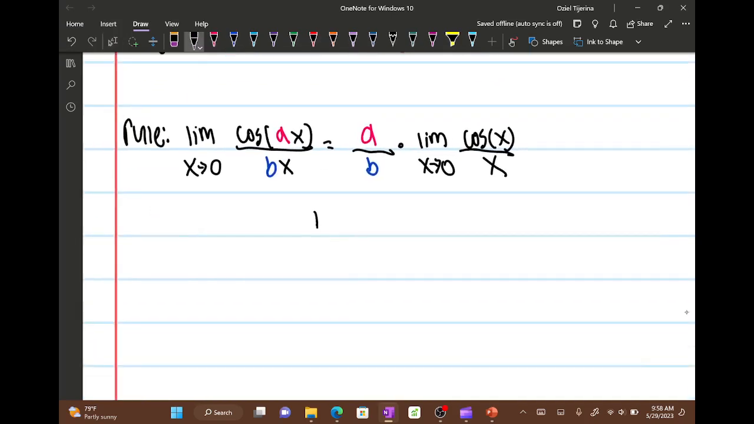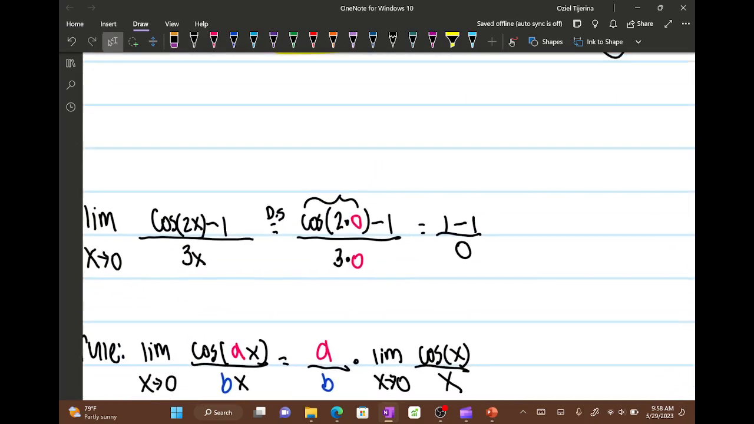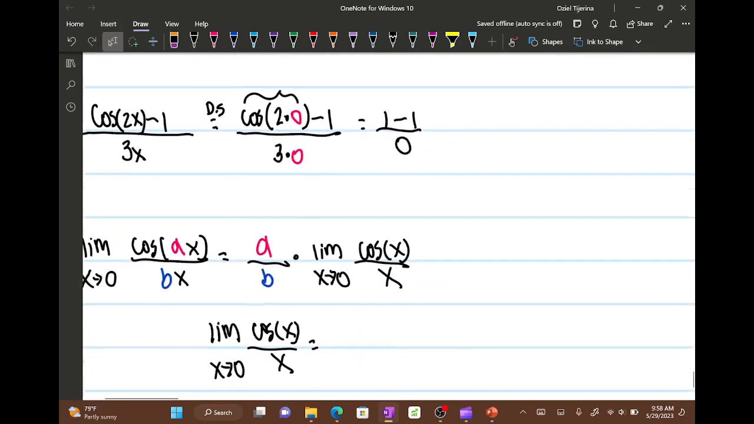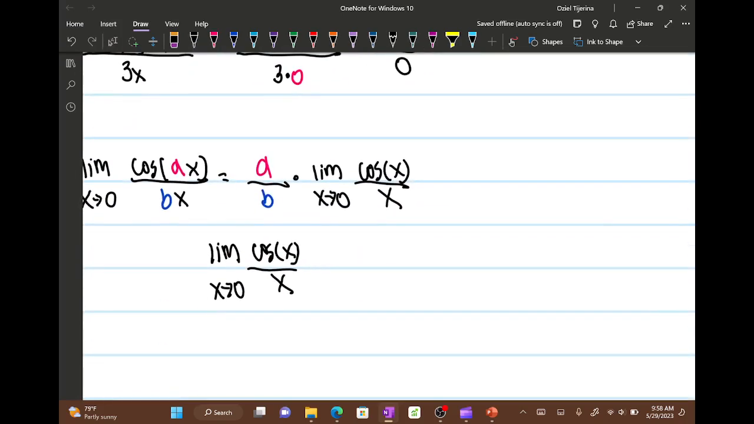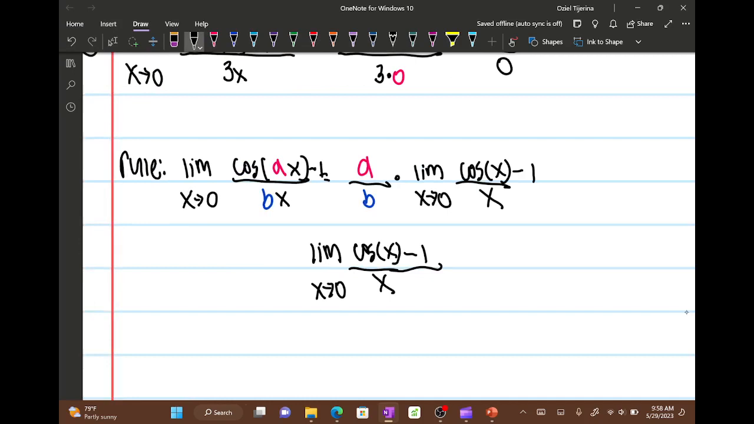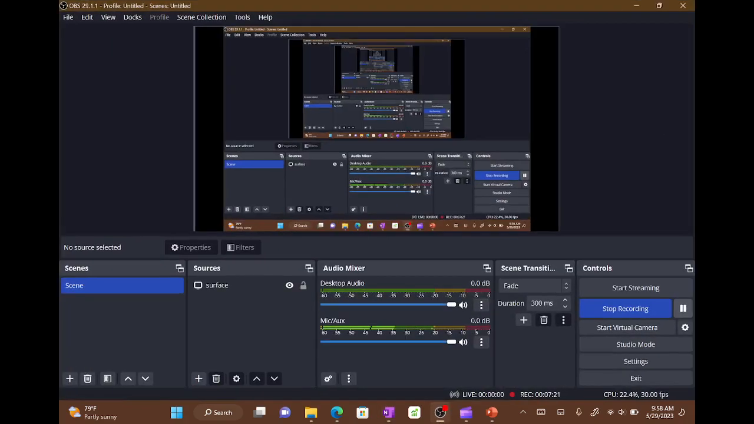And we know another rule is that the limit as x approaches 0 of cosine of x minus 1 over x is equal to 0, I believe. If I'm correct, yes. Sorry guys, hold on. Give me one second, guys. I'm gonna write it down.